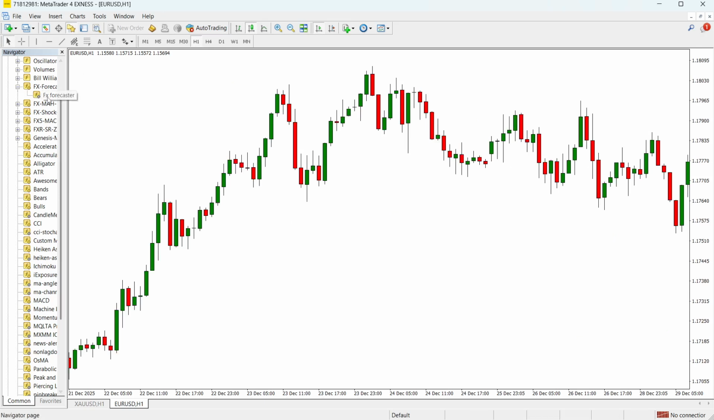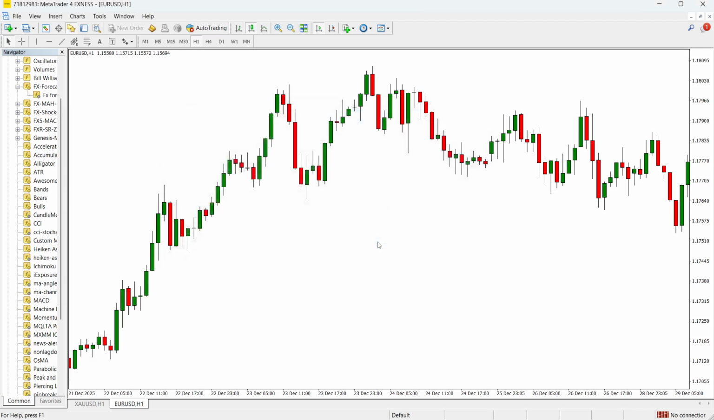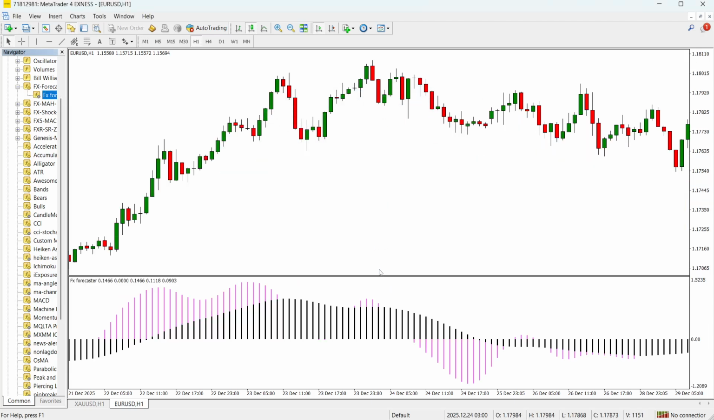At this point I'm going to load the indicator on the chart so you can see how it looks in real time. Alright, so you see how it looks on your chart.